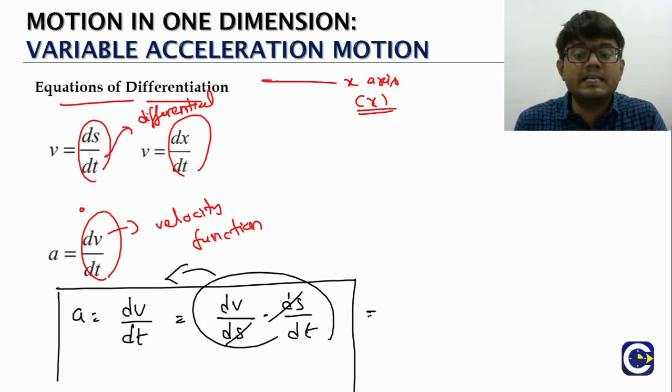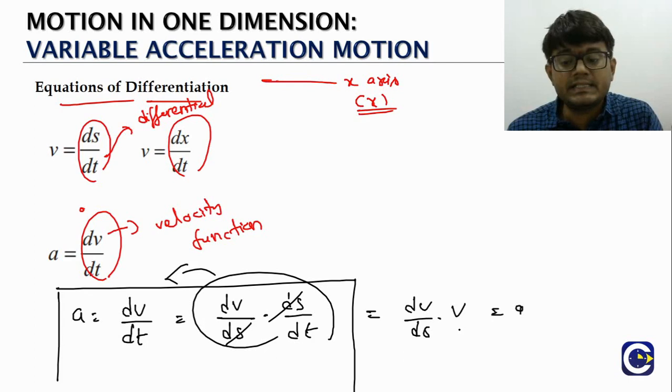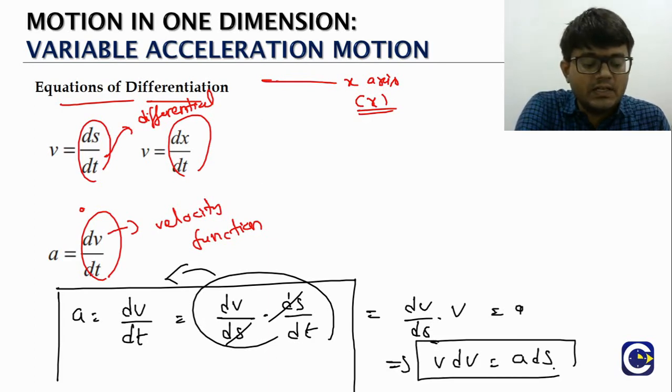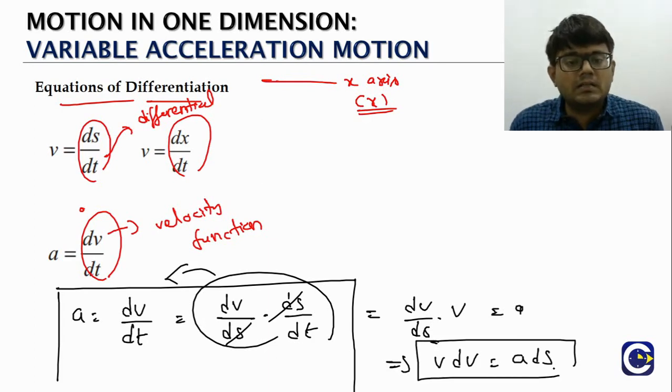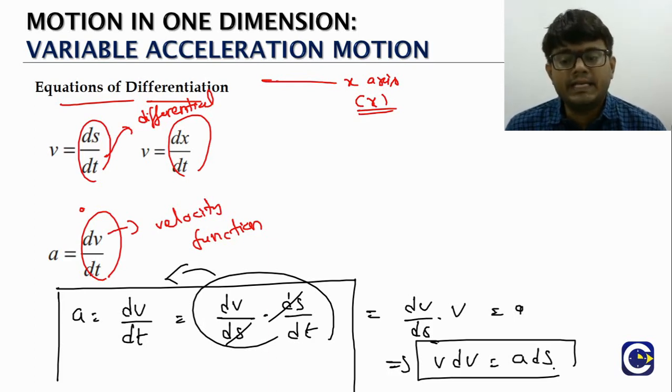But what is this ds by dt? The ds by dt is the velocity function, right? So we have a is equal to dv by ds into v. If you rearrange them, we'll get v dv is equal to a ds. So this is the differential relation without the involvement of the time factor. Okay, so v dv is equal to a ds.